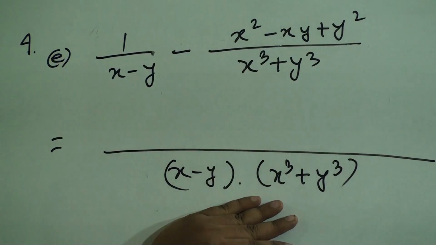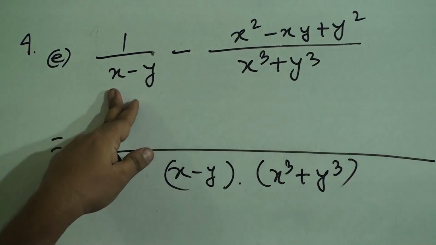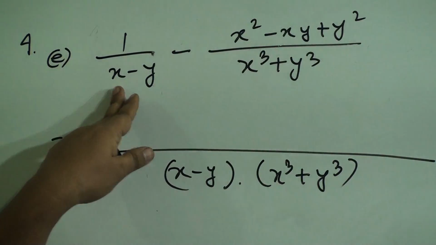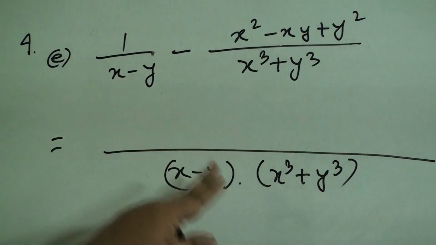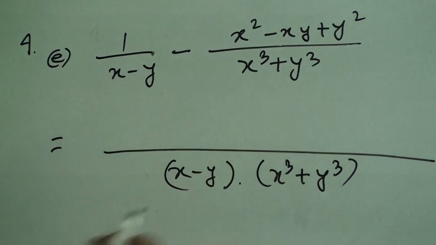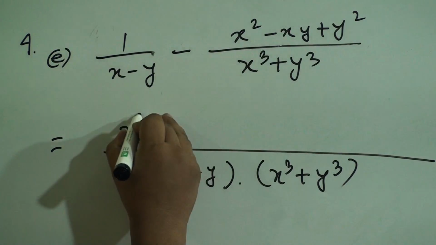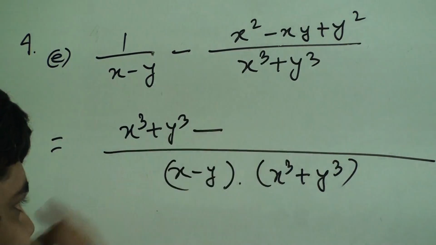When we do addition or subtraction, both rules are the same. We divide this LCM by the denominator of the first fraction, which is x minus y, and we get x cube plus y cube, and that is multiplied with the numerator. If we multiply 1 with x cube plus y cube, we get x cube plus y cube. I hope you have understood. Now this minus sign is here.